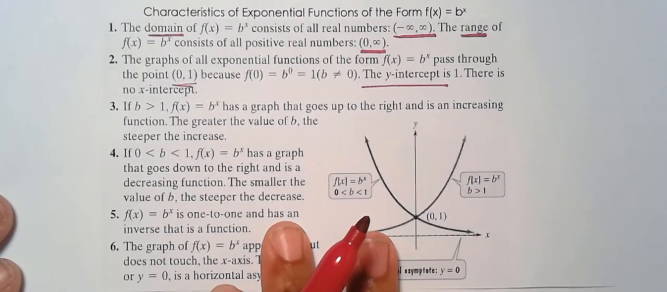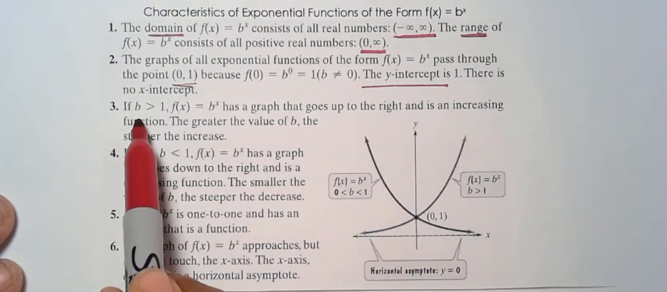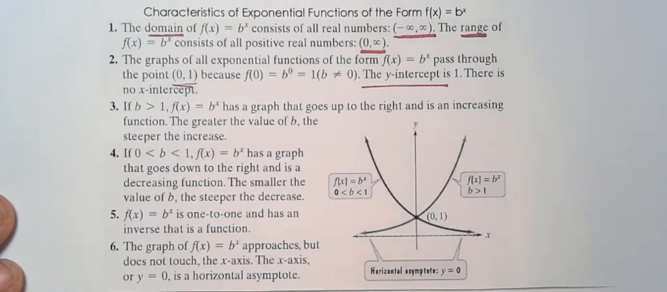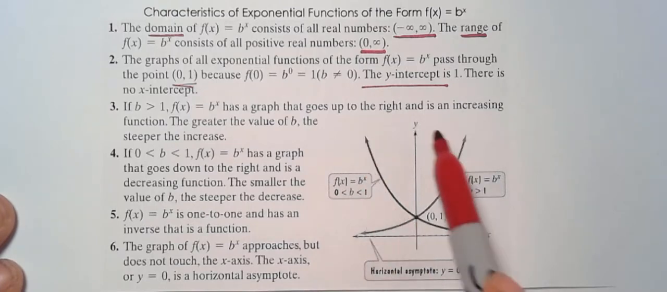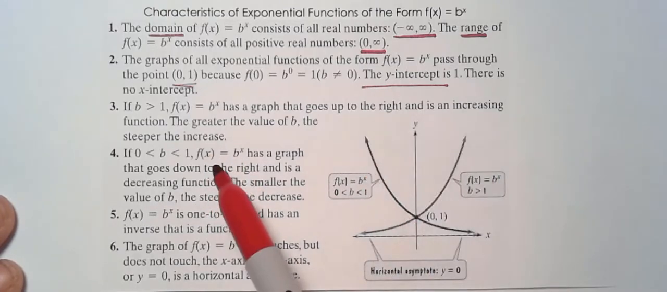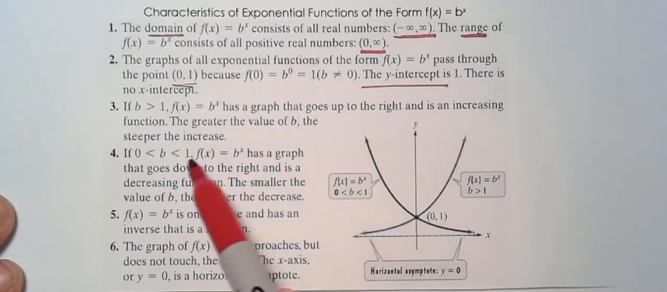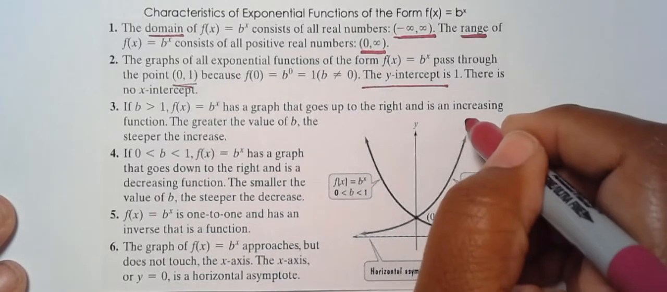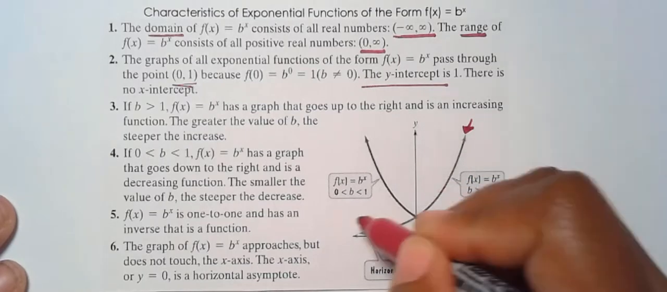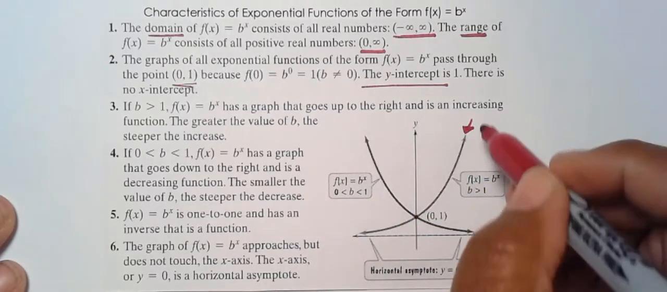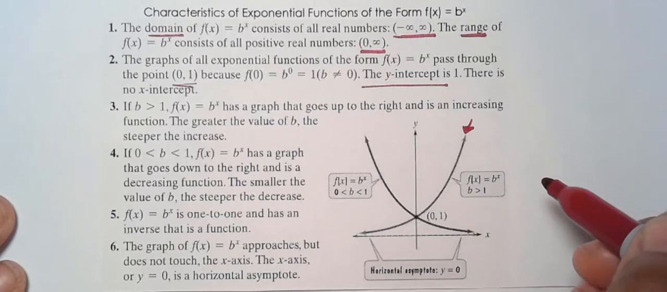For number 3, it says here, if your b, meaning our base here, is greater than 1, it has a graph that goes to the right and is an increasing function. The greater the value of b, the steeper the increase. So this example here, where I'm pointing to, is a graph where our base b is greater than 1.